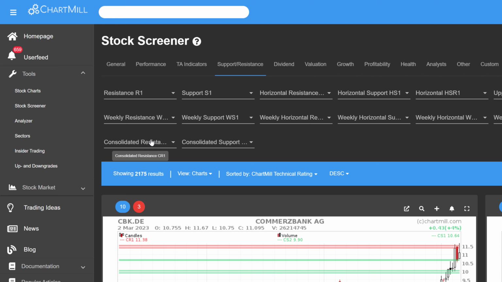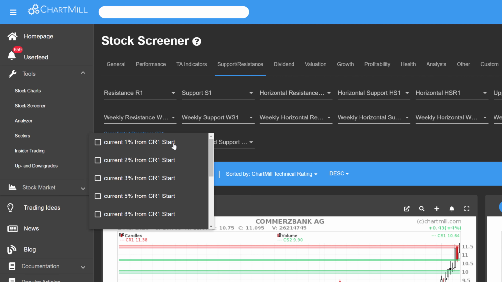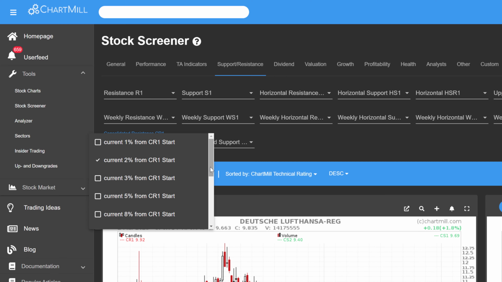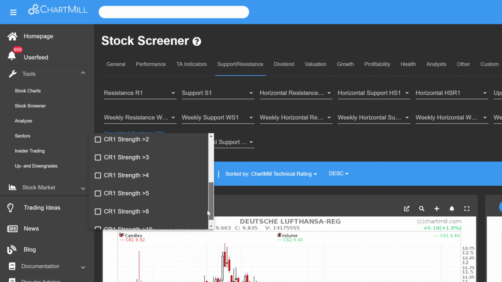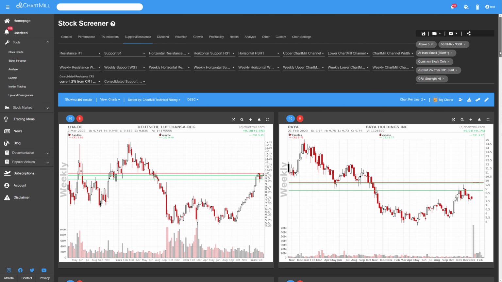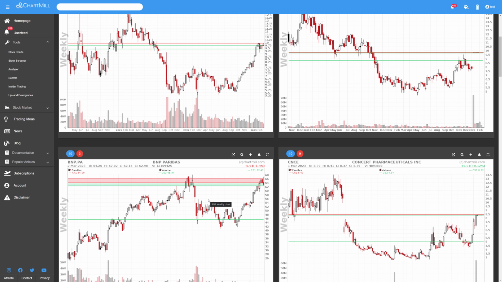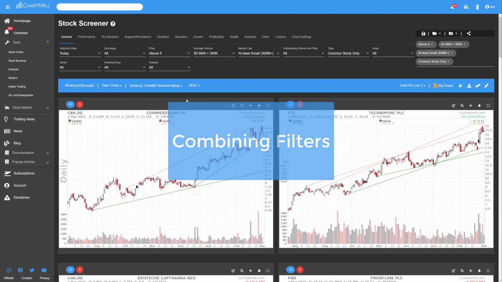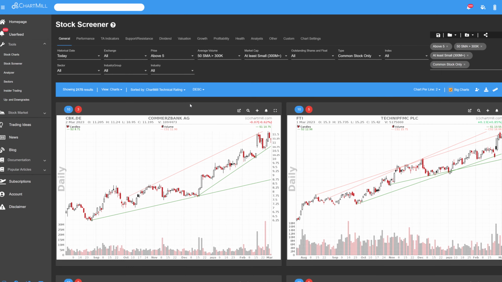So this time we open the drop-down menu under the item Consolidated Resistance and then retain the following filters. Current 2% from the Consolidated Resistance Start and the Consolidated Resistance Strength above 5. Now you only get stocks that are maximum 2% away from the next resistance zone identified by ChartMill and where the price has already tested that zone at least 5 times. By adding additional filters, you can improve or refine the results quite a bit.